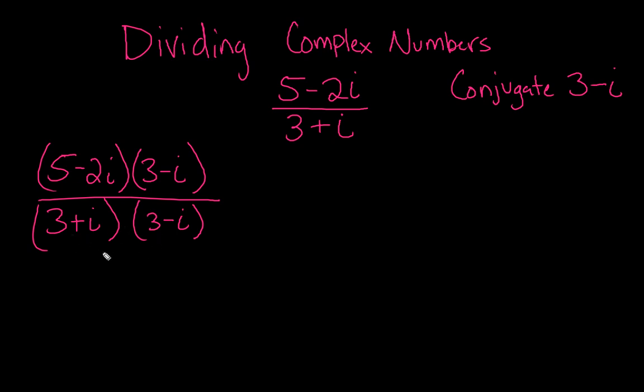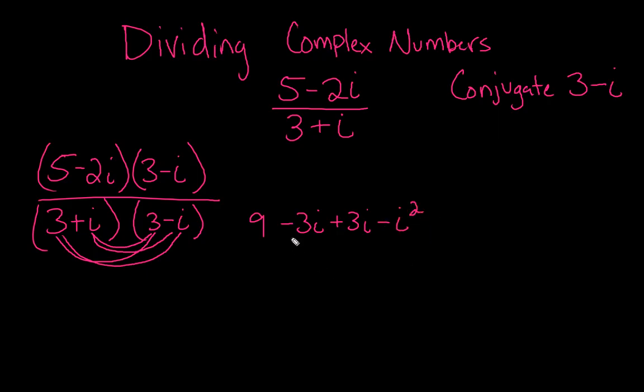Remember, to multiply these two binomials, we're going to do the first times the first. We're going to do outside times outside, inside times inside, and last term times last term. So 3 times 3 is 9. Outside is 3 times negative i, which is minus 3i. Inside is i times 3, which is a positive 3i. And then the last terms are i times i, which gives you a negative i squared.